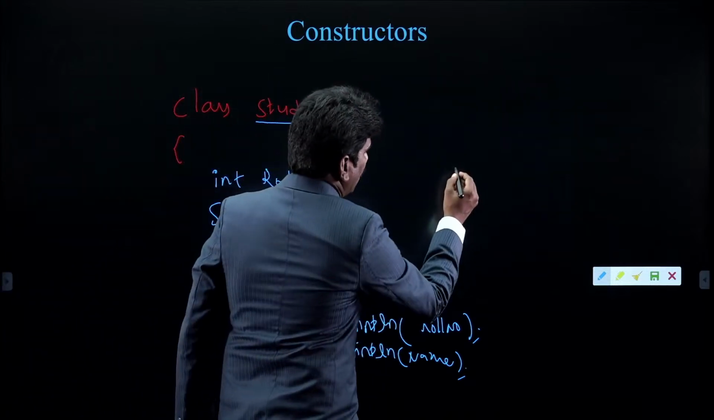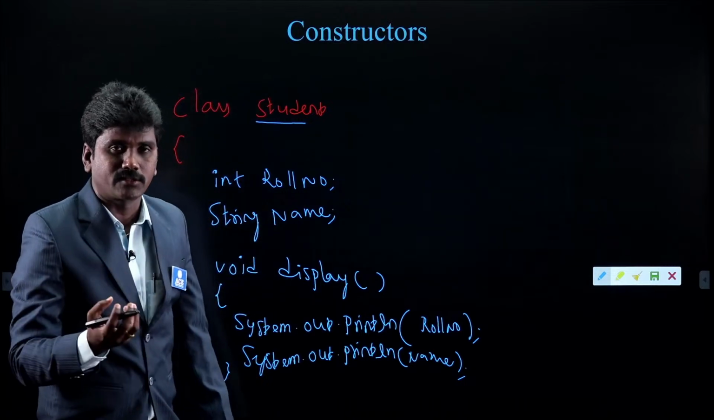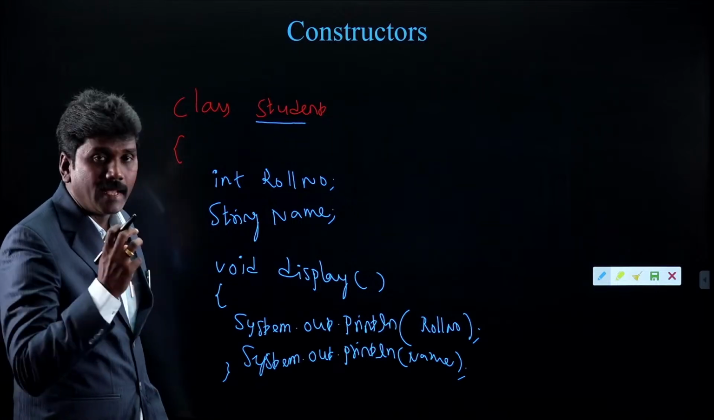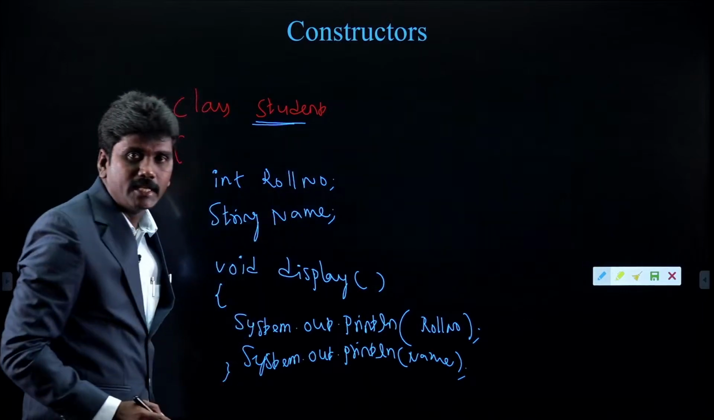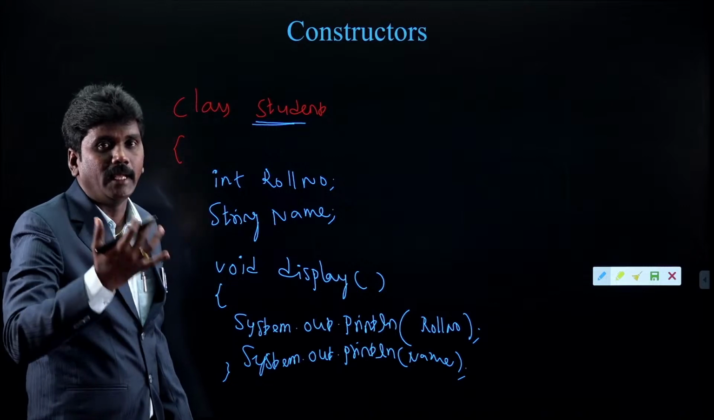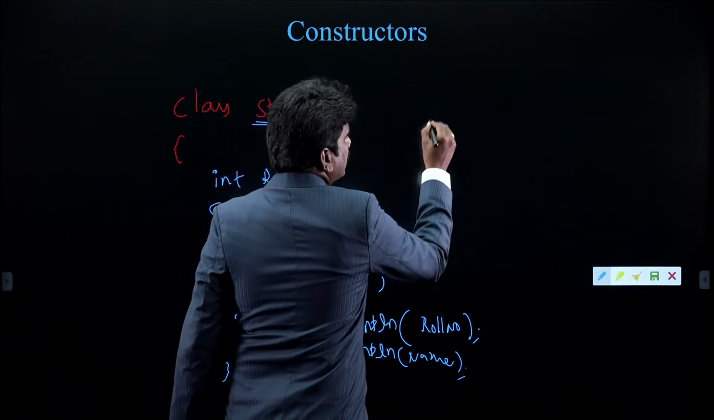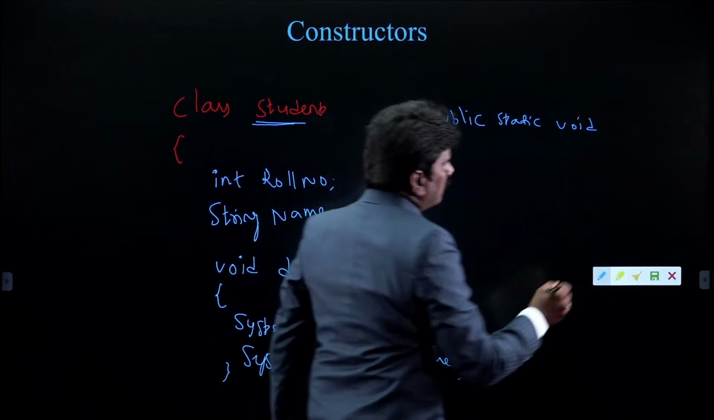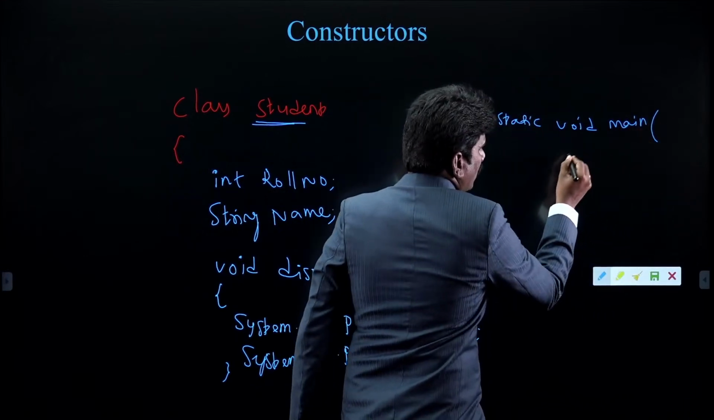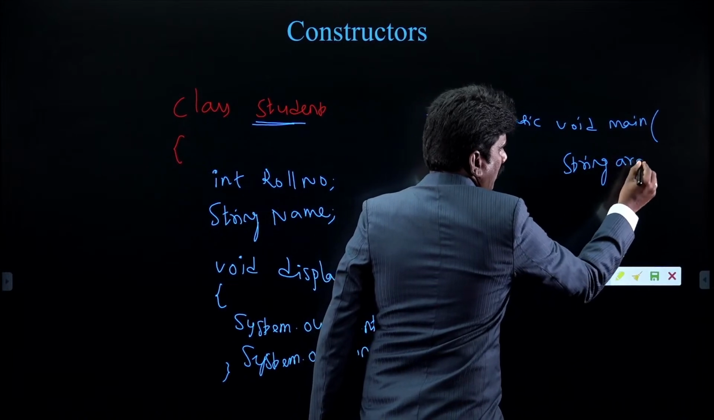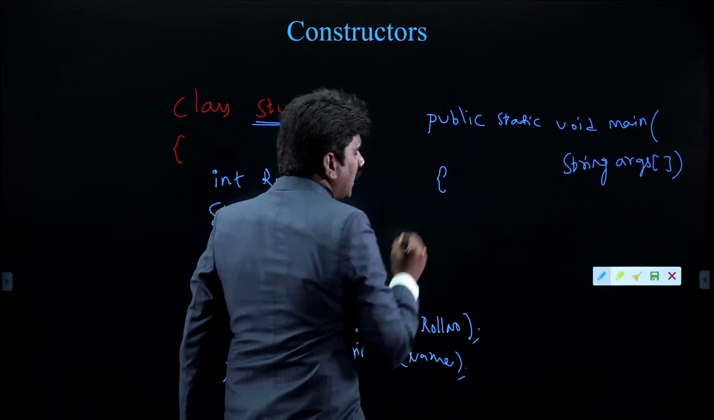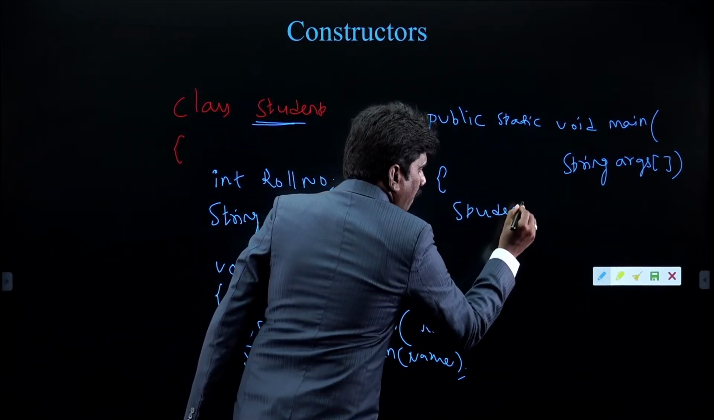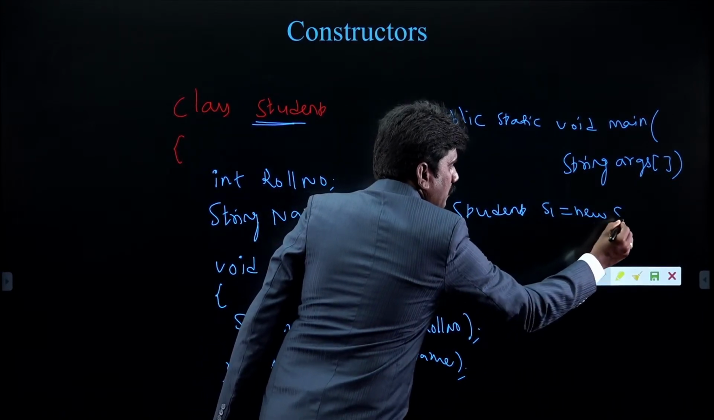I am creating one object here. How to create the object? The syntax to create an object is class name, space, object name equals new class name. Here my class name is Student. I am creating that inside the main method. The main method in Java is public static void main, String args array, and inside this let us create the object for the student class. It will be Student s1 = new Student.